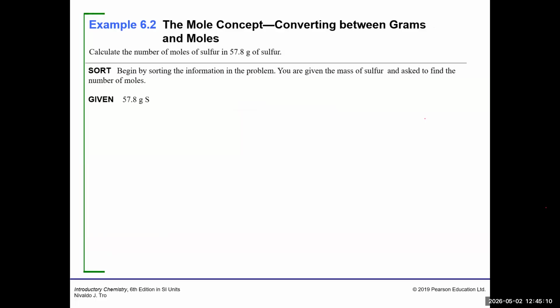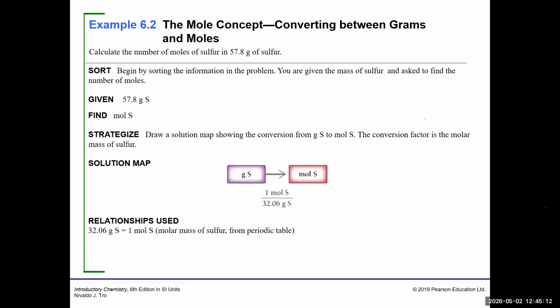All right. Let's do another one. Calculate the number of moles of sulfur in 57.8 grams of sulfur. For the first one, we were given moles and we wanted to convert it into grams. Now we are given grams, and we want to convert it into moles. It's the same conversion strategy that we use.